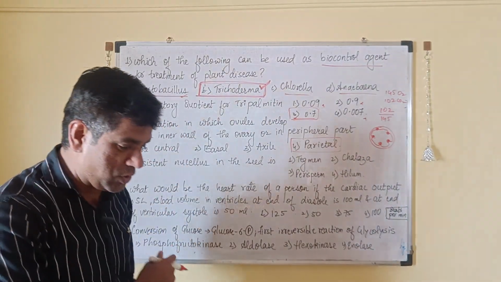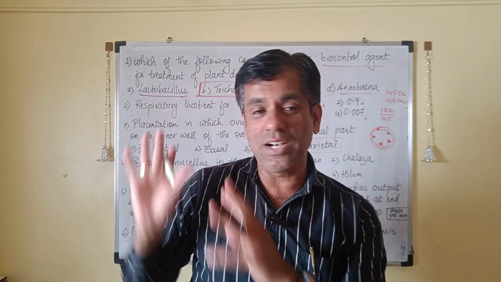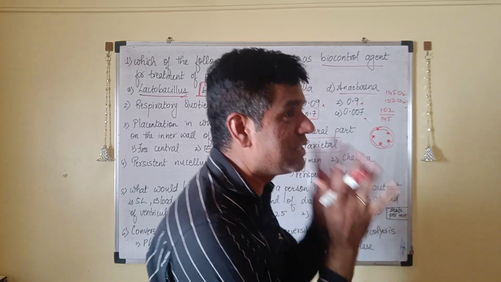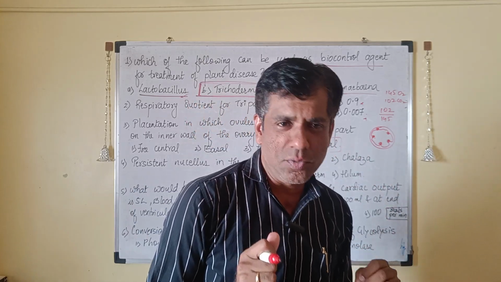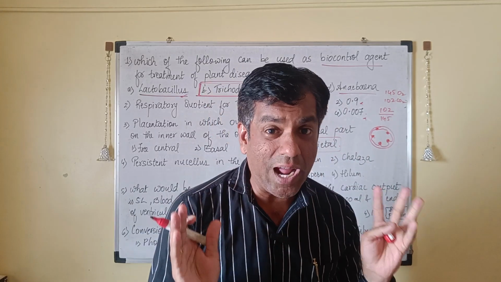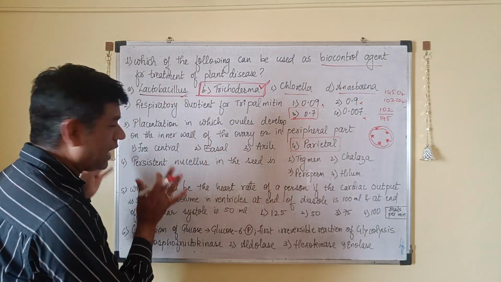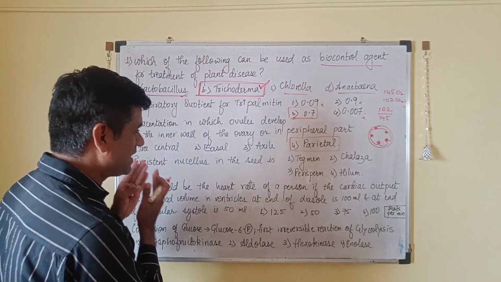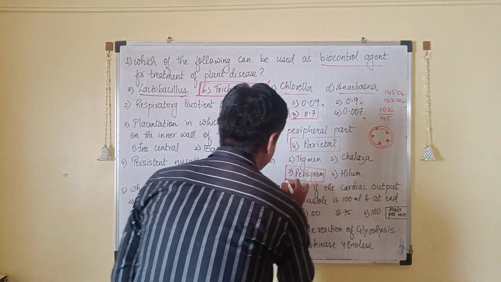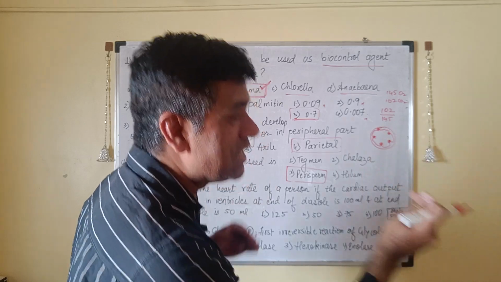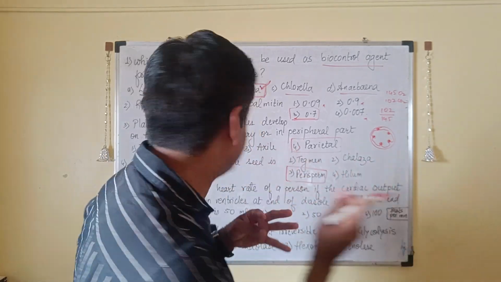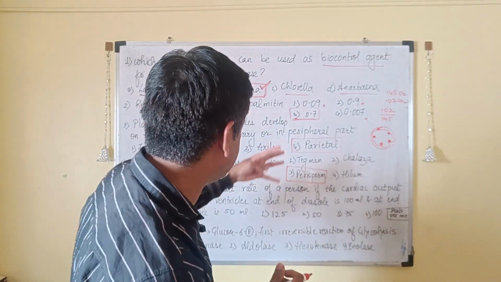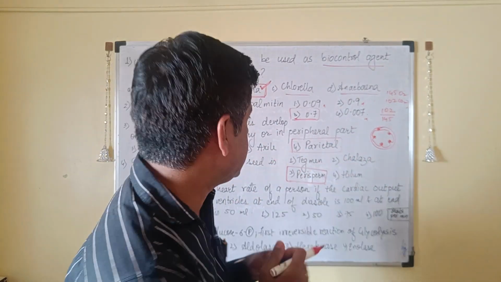Persistent nucellus. The nucellus should actually go away when fertilization takes place, but if it still remains in the seed, where does it remain? It remains in black pepper and in beet. The persistent nucellus is what is called perisperm. So the one which remains is the perisperm. We know that the tegmen is the inner wall of the seed.